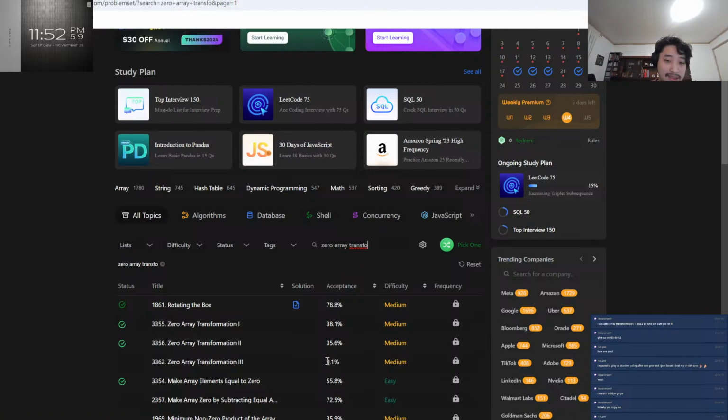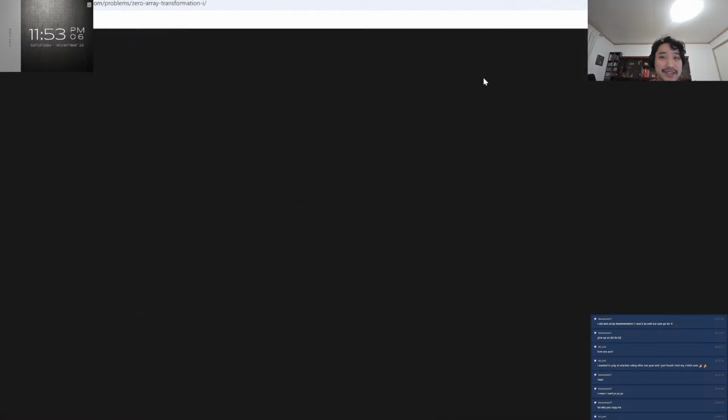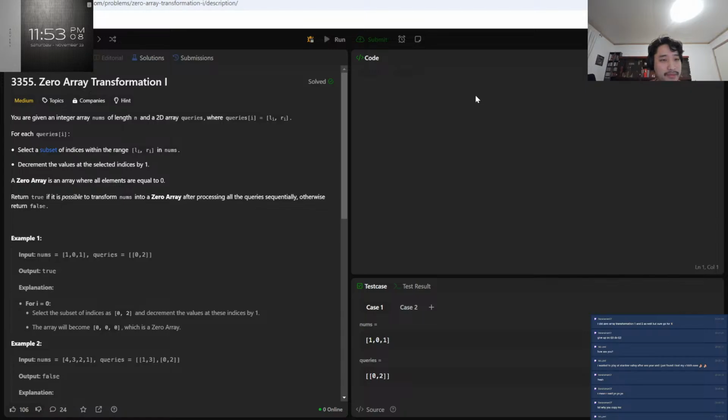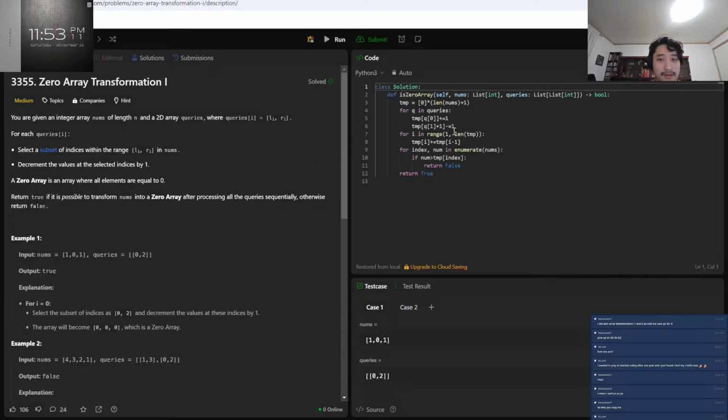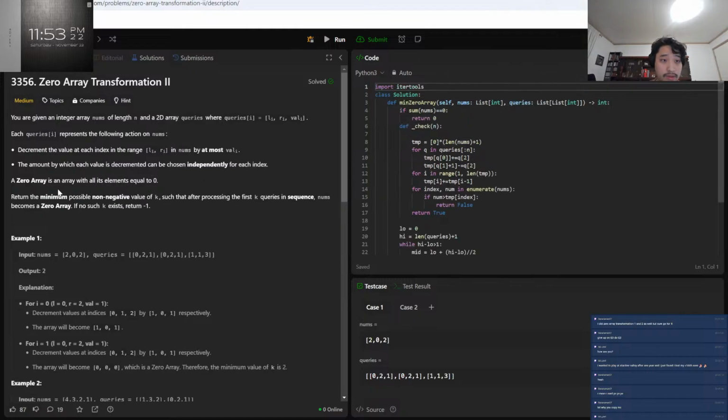Okay, I see the acceptance is significantly lower. So you might be onto something, Cheesefest. For this one it was pretty simple. It was just a prefix sum, I believe. And that works fine. What was it, the minimum possible non-negative return. Processing.